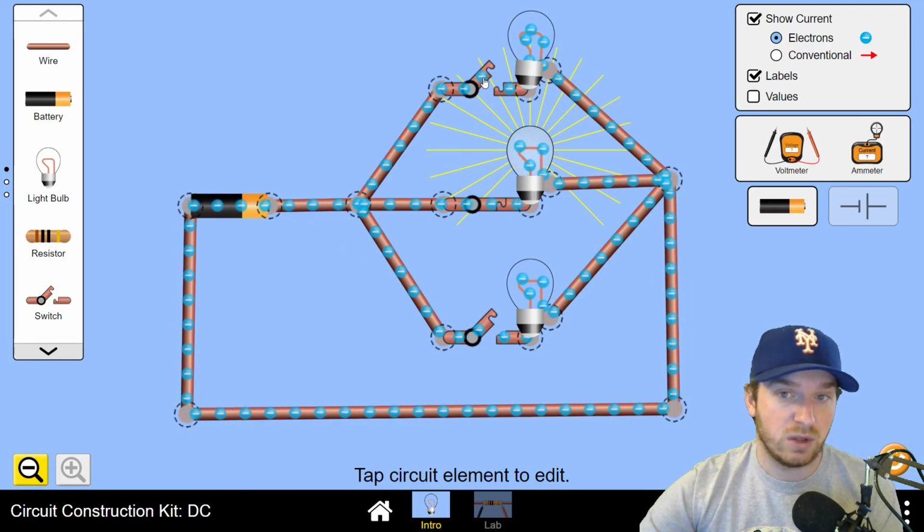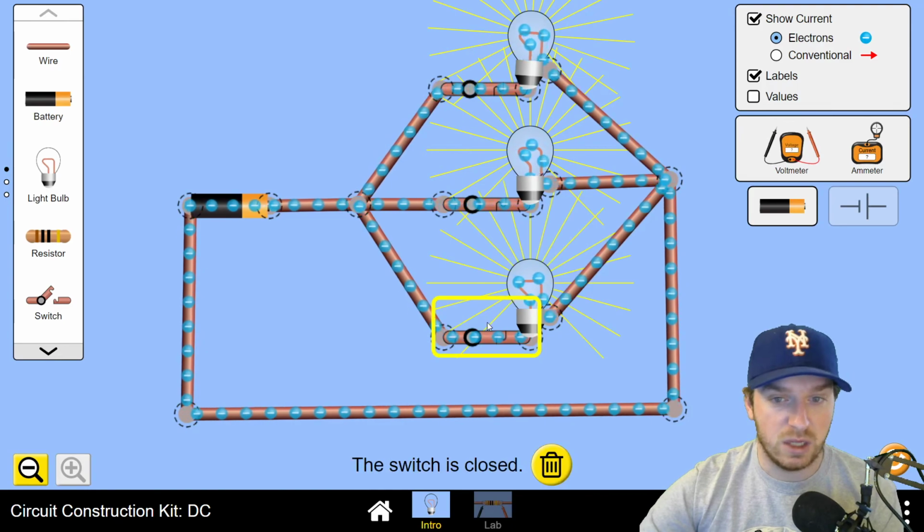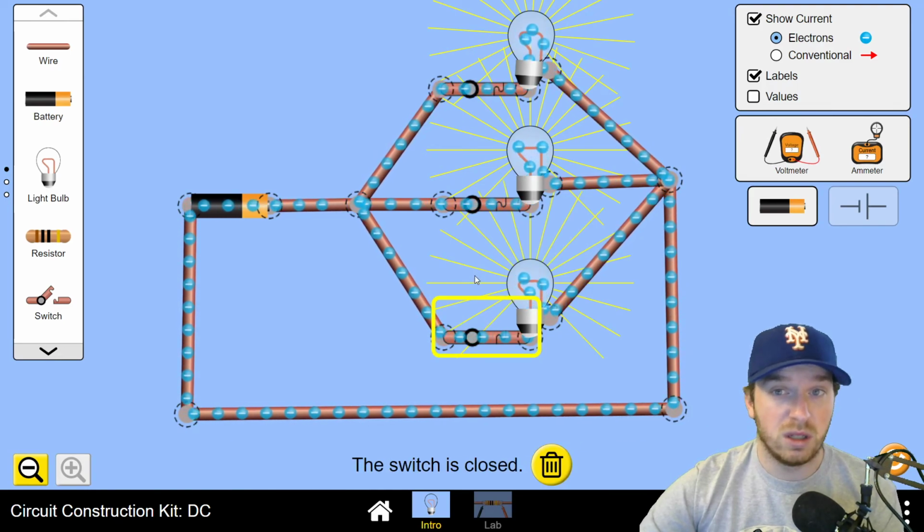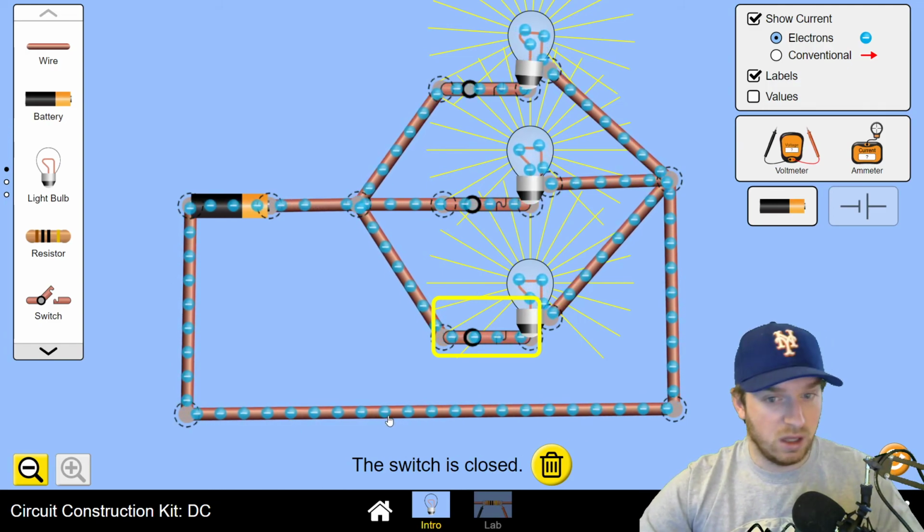So it's actually kind of interesting. The more light bulbs you add to a circuit that is in parallel, the more likely you are to short that circuit. And so it'll look something like this.